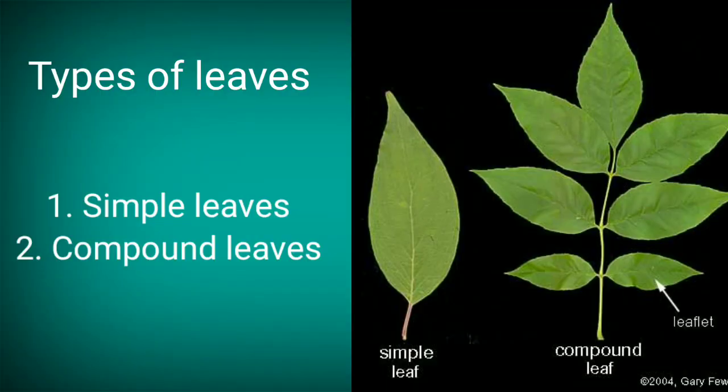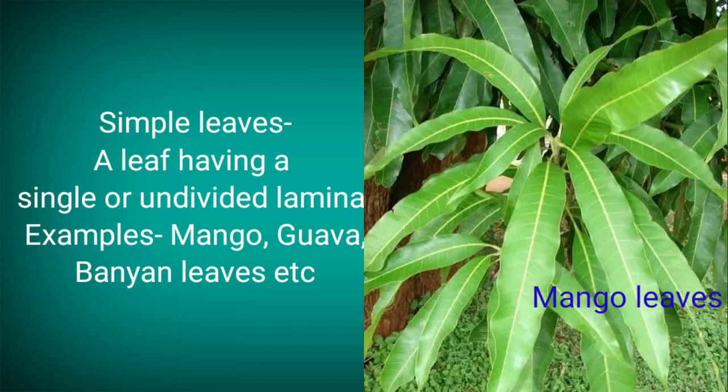Now let's discuss the types of leaf. It is of 2 types. These are the simple leaves and the compound leaves. Simple leaves. As you can see in the diagram, there are 2 types of leaves. There, the simple leaf is said to be when its lamina is entire or undivided to any depth, but not up to the midrib or petiole.